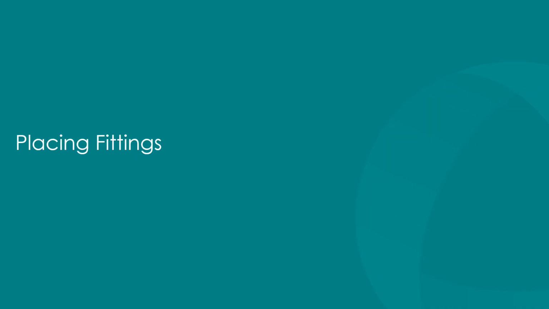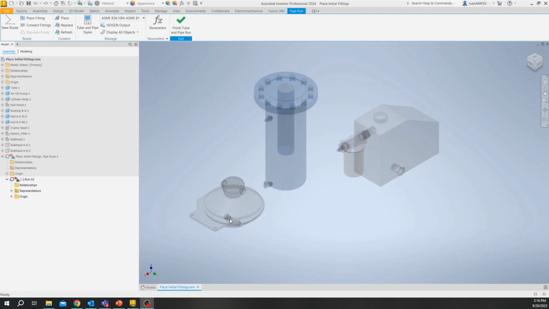The first thing we will be discussing is how to place fittings. I will show you how to place fittings out of the Inventor library, and I will show you how to place custom-made fittings that you have drawn up yourself. First, I will be showing you how to add fittings from your Inventor library.